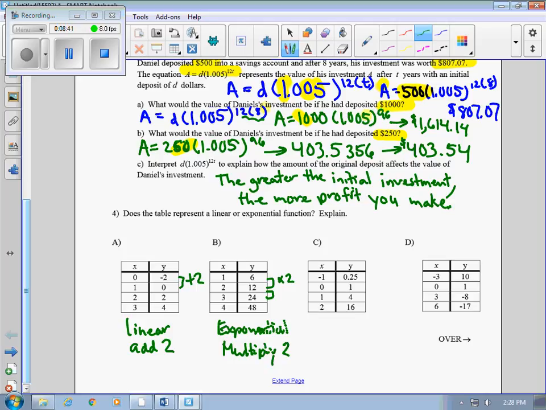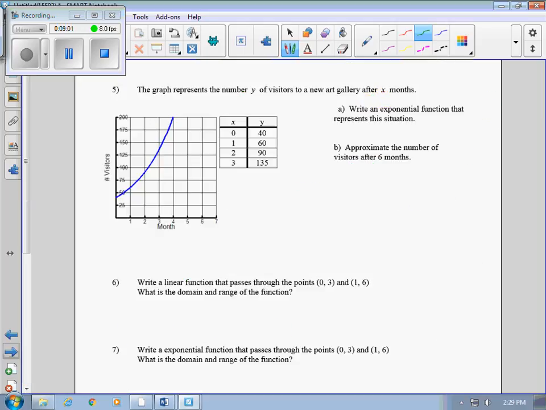For C and D, you do the same. You look and see, is it adding? Is it multiplying? Or is it subtracting? Is it reducing? If it's reducing, that would depend. If it's dividing, it would be exponential. If it is subtracting, it would be linear. Okay? Let's move on to question 5.